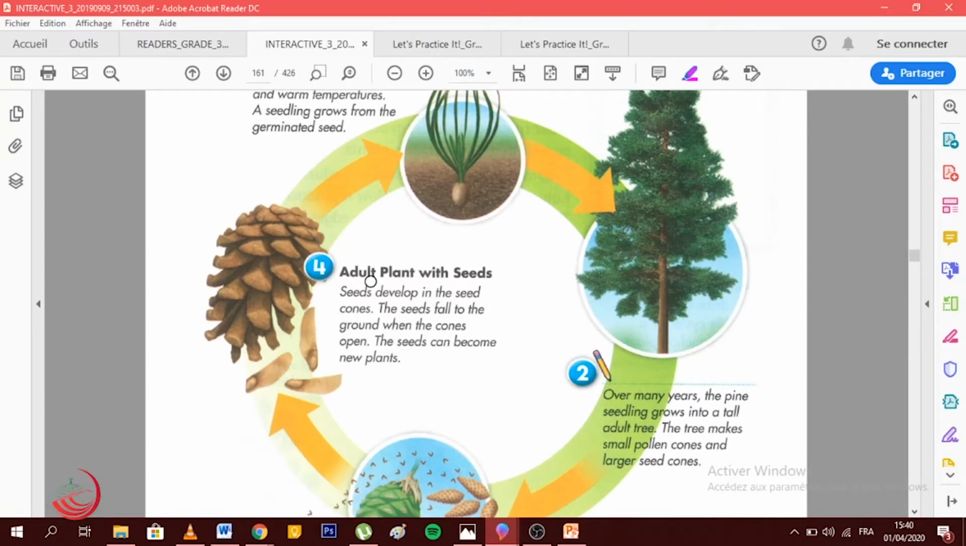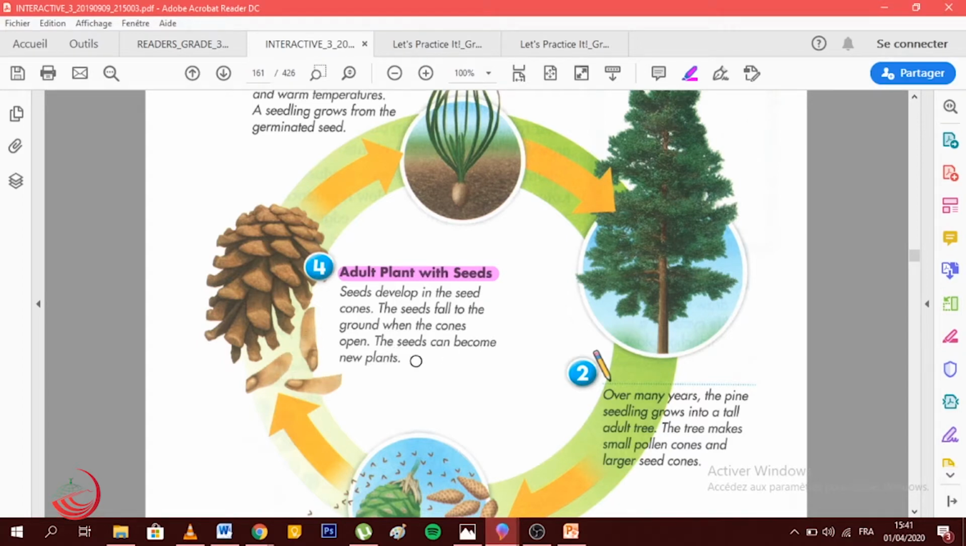The last stage, adult plant with seeds. Adult plant with seeds. So this tree here, it has these cones here with the seeds. Seeds develop in the seed cones. So seeds start to grow inside the seed cone. The seeds fall to the ground when the cones open. So when this cone opens, the seeds fly or fall with the help of their wings.